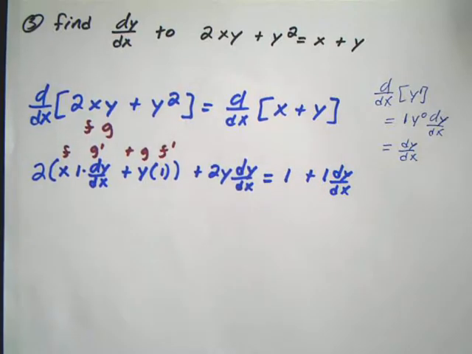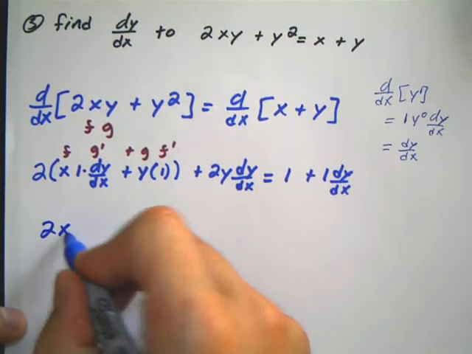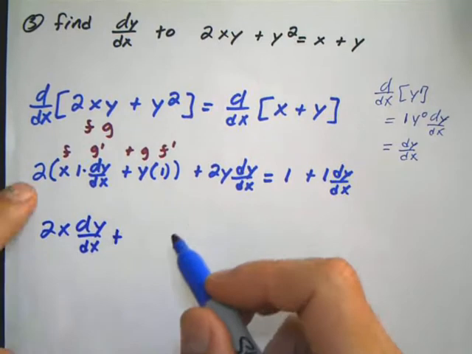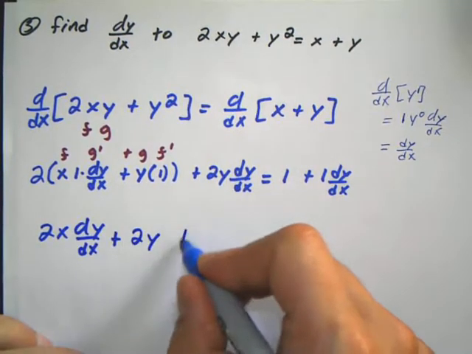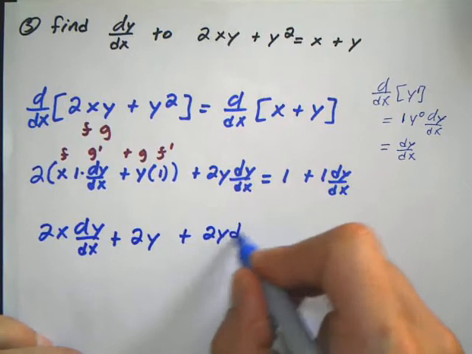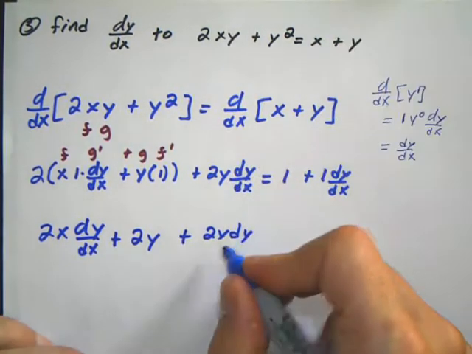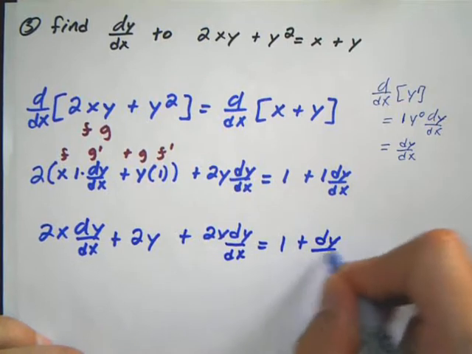Alright. So now, simplifying this a bit, I can go ahead and multiply the 2. So I get 2x dy dx plus, I distribute the 2 to here. I get 2y plus 2y dy dx equal to 1 plus dy dx.